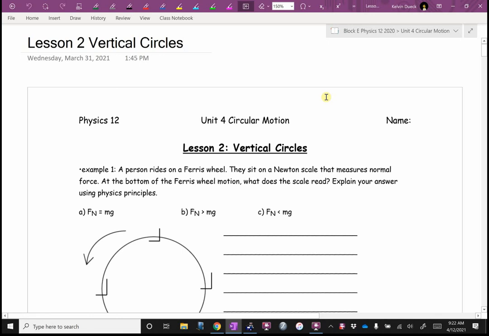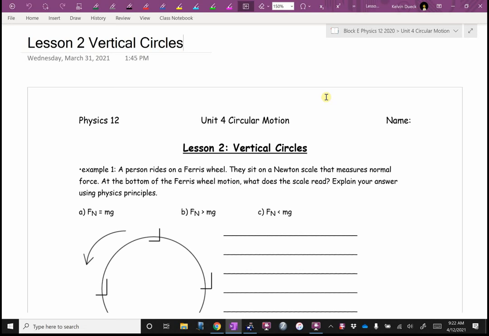Last day, we started looking at moving in a circle. We said there were several key ideas. First of all, if you're moving in a circle, what direction is the acceleration? What direction is the net force? Inwards. Which way is your velocity? Tangent to the radius, at right angles to the radius.